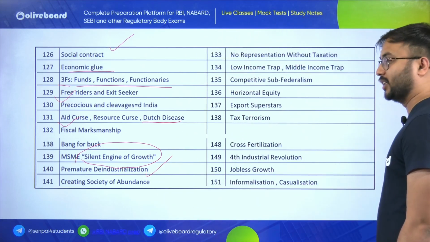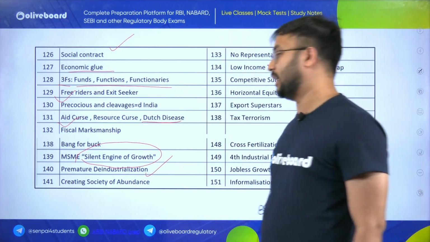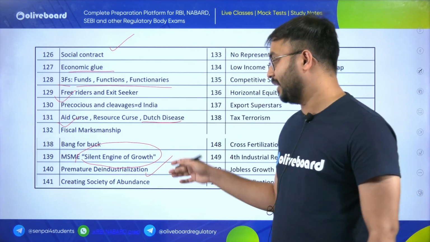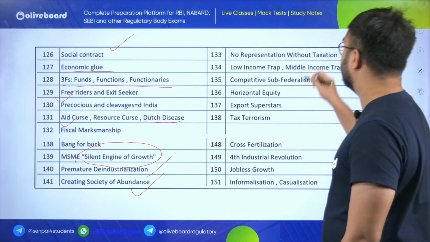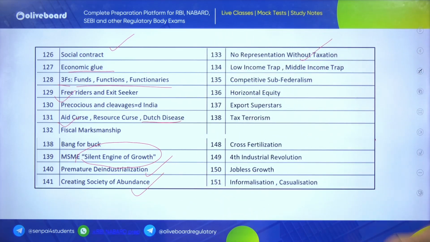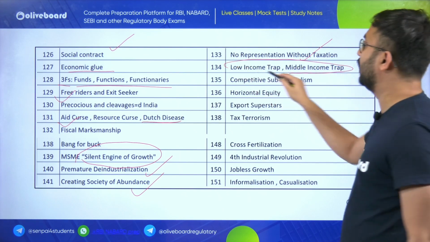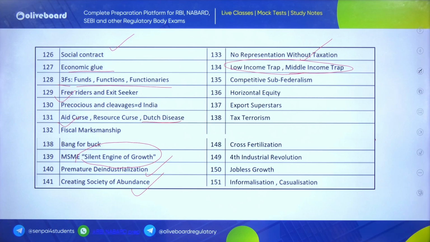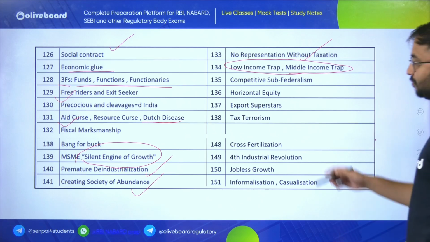If a cotton industry question is there, you can write this: premature deindustrialization. Jute industry is there, you can write this. Creating society of abundance. No representation without taxation. Low income trap and middle income trap. You can talk about the various developing countries, how they are falling into low income and middle income trap.